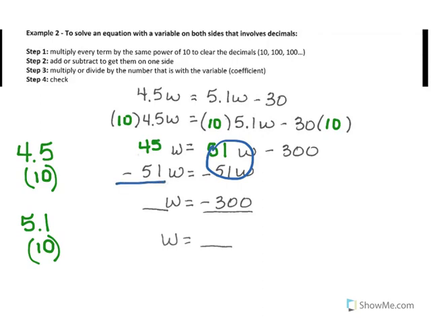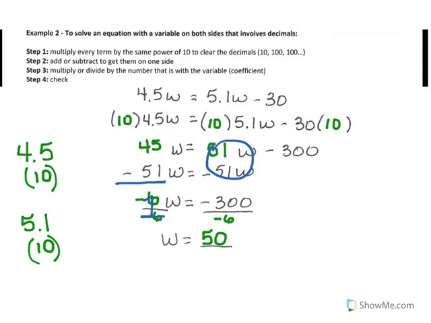So 45 from 51 gives me a negative 6. Now I can move on to step 3. Step 3, I'm multiplying or dividing by the number that is with the variable, which is called the coefficient. I'm going to divide both sides by the negative 6. When I do that, negative 6 will go into negative 6 one time, which gets me 1W. On the right, when I divide negative 6 into a negative 300, I get a positive 50. So for this problem, I'm saying that W is equal to 50.